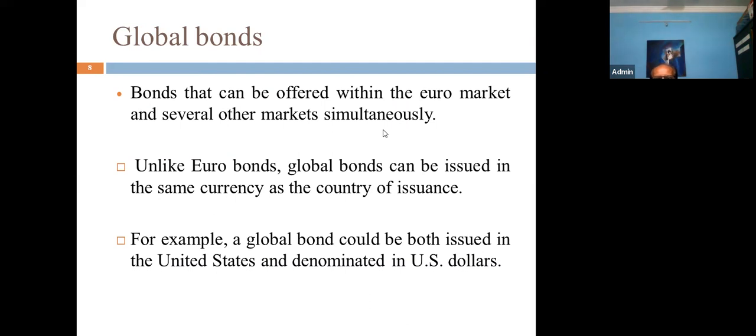Even in America, it is being issued. Now, unlike a Eurobond, a global bond can be issued in the same currency as the currency of issuance. For example, a global bond could be both issued in the United States and denominated in US dollars. The national currency of the United States is the dollar, so it will be denominated in dollars. So these are some features of a global bond.